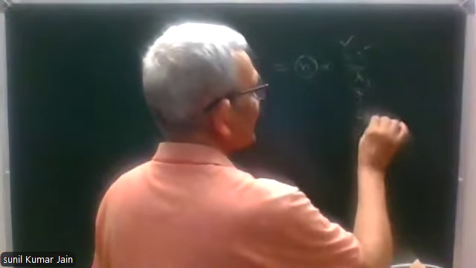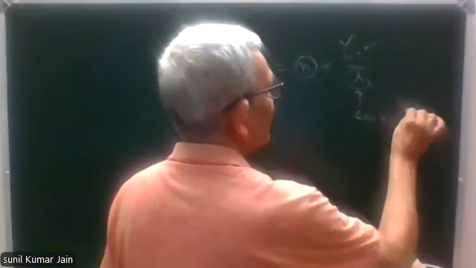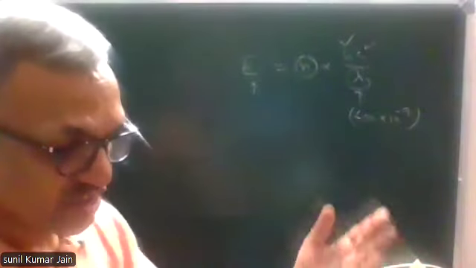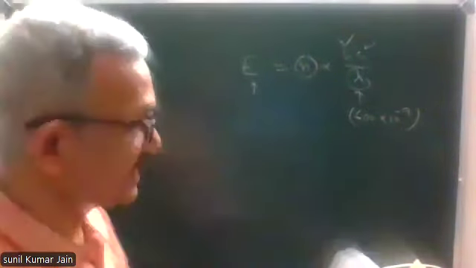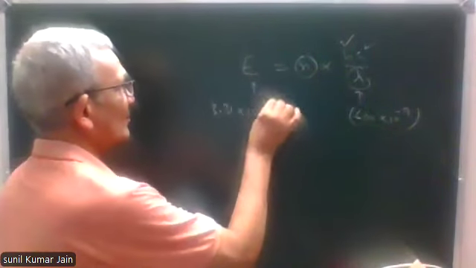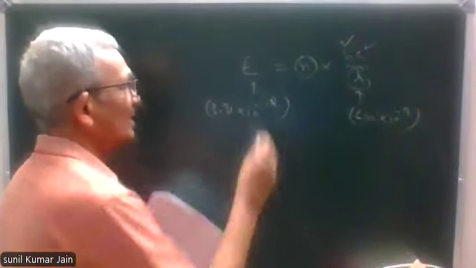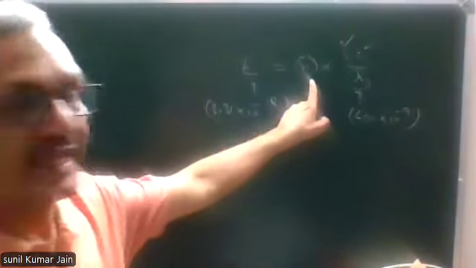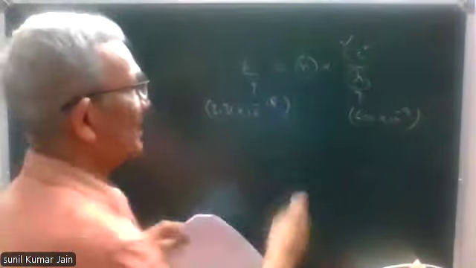This will be 600 into 10 to the power minus 9 meters. Energy is given, 3.31 into 10 to the power minus 18. So we know the value of E, h, c, and lambda. Calculate the number of photons, that will be the answer.